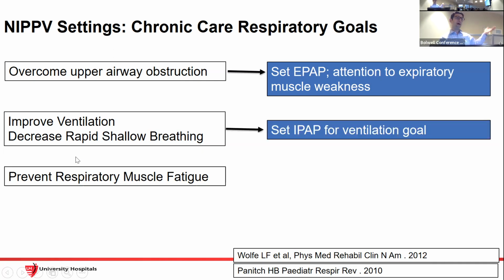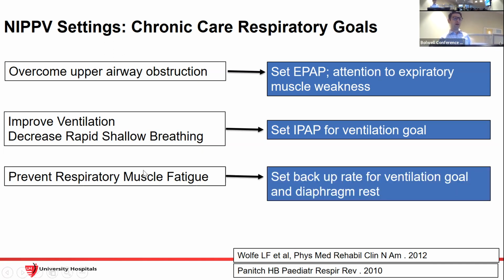To do that, you set the IPAP to create your pressure support, or your delta P, your driving pressure. As we talked about, it has to do with the compliance. And then prevent respiratory muscle fatigue, as we showed. You can do that by setting a backup rate for ventilation goal and diaphragm rest. I will say, for ventilation goal, you can raise the pressure support to, say, an IPAP of 30, but let's say the leak is high and they're not tolerating it. Well, then you can use your backup rate to help you, right?